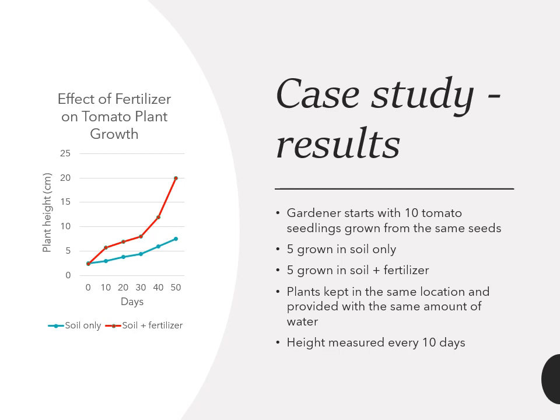And on the left, you can see the results. The blue line represents the plants that were grown only in the soil, and the red line represents those that also had the fertilizer. I'd like you to pause the video again for just a moment and answer the question of whether the data supports the hypothesis that you wrote. Now, please know that it is absolutely okay if it doesn't. Hypotheses are proven wrong all the time.